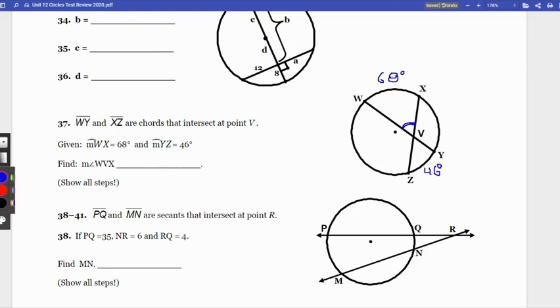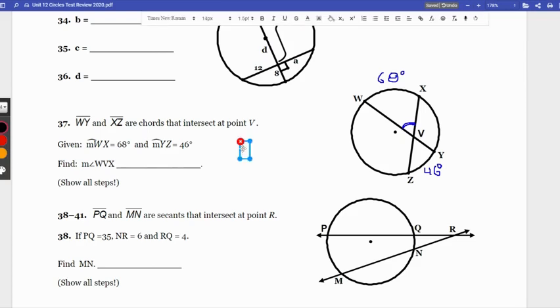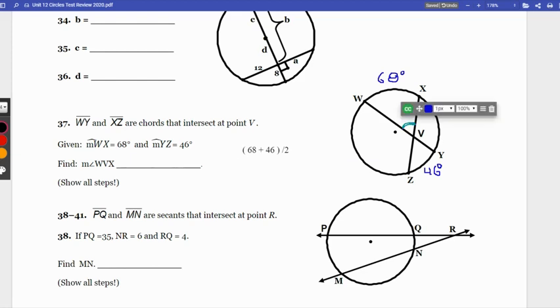And so I'm going to stick with the text box so this is legible. 68 plus 46 divided by 2. And I'll plug that in my calculator. 68 plus 46 divided by 2. And I got this angle to be 57 degrees, the average of those two. Again, just add them up and divide by 2.